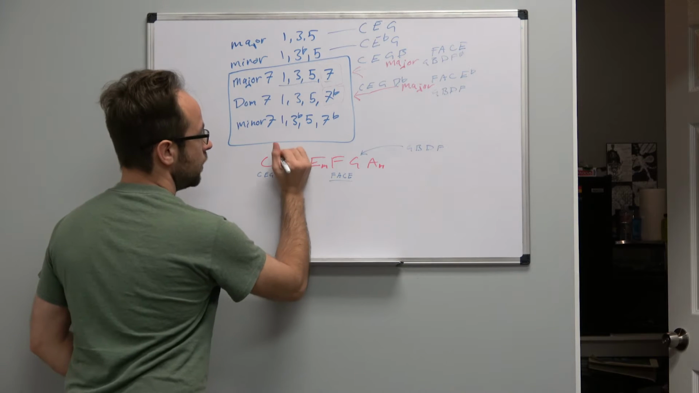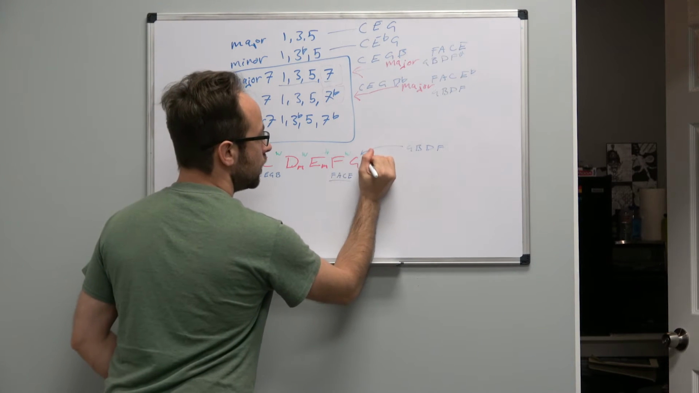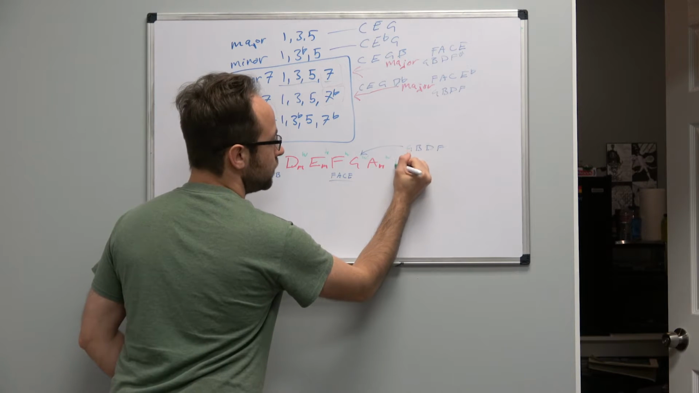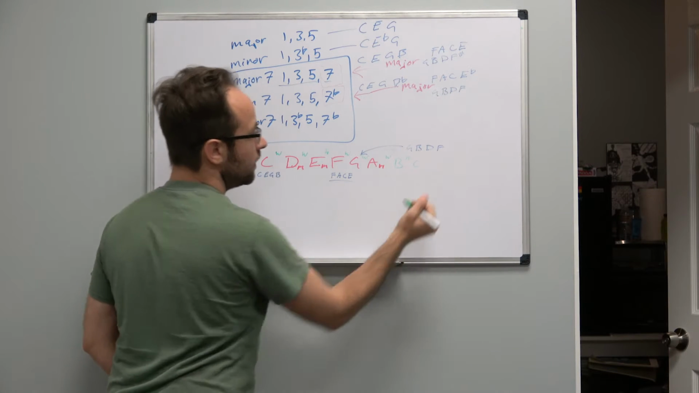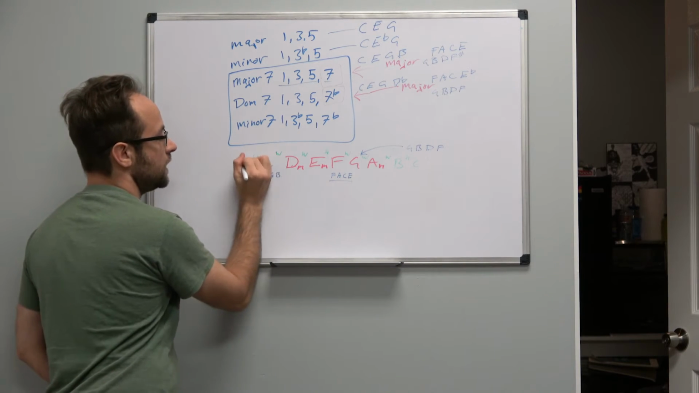So C, hold to D, hold to E, half to F, hold to G, hold to A, hold to B, half to C, and then I'm going to copy the end back onto the beginning. From C, half down to B.